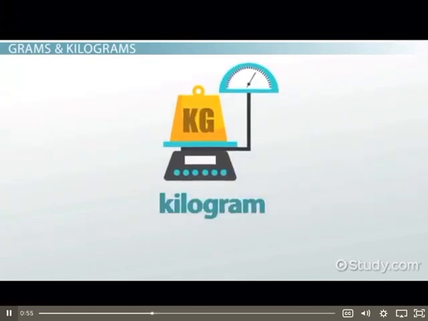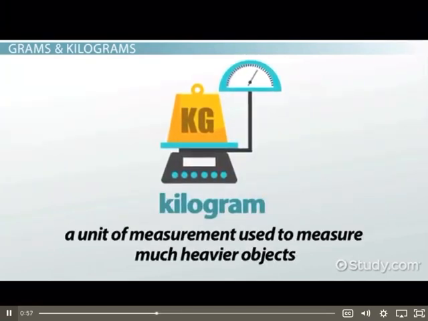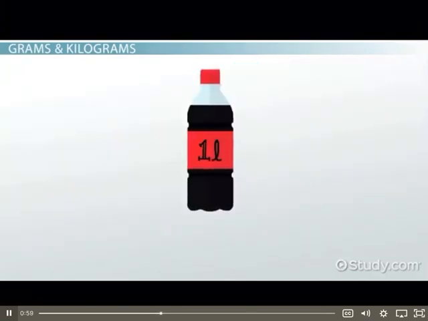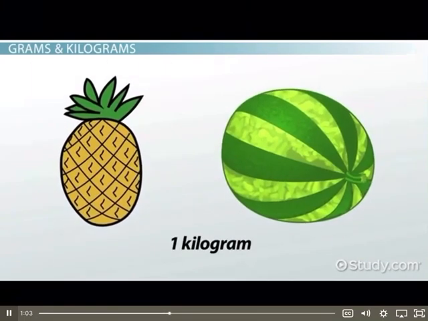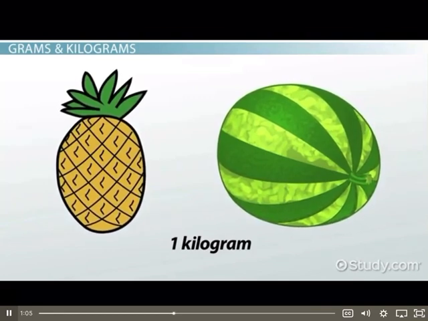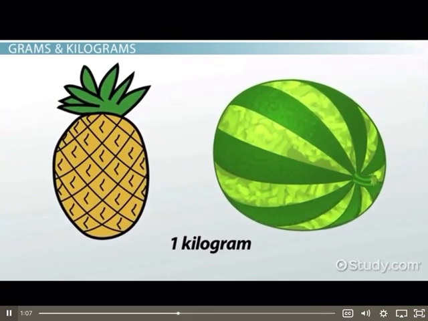Kilogram is a unit of measurement used to measure much heavier objects. For example, a 1-liter bottle of soda has a mass of about 1 kilogram. Fruits such as small watermelons and pineapples also have a mass of around 1 kilogram. We can abbreviate the unit kilogram with the letters kg.